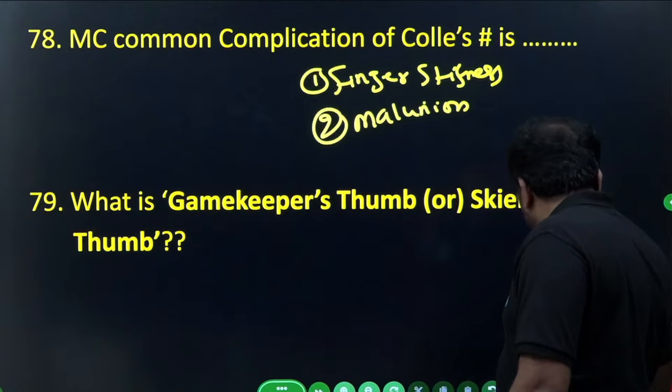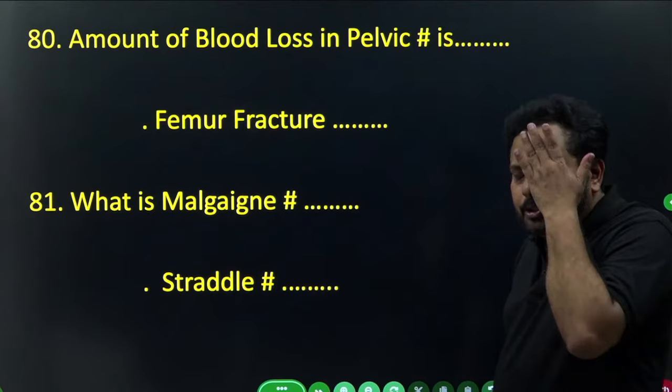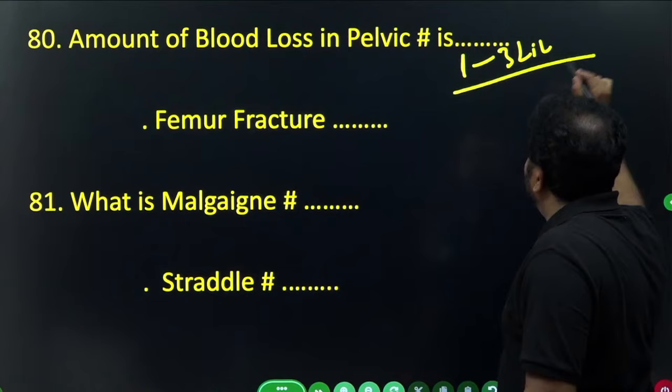Amount of blood loss in pelvic fracture. These are numerical MCQs. Names and numbers, dear friends, we can't guess. You should know the fact. Once you have read, you are listening to me, you won't forget. The amount of blood loss in pelvic fracture is 1 to 3 liters. This is the correct answer. 1 to 3 liters. Up to 3 liters.